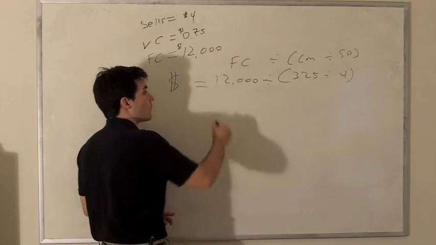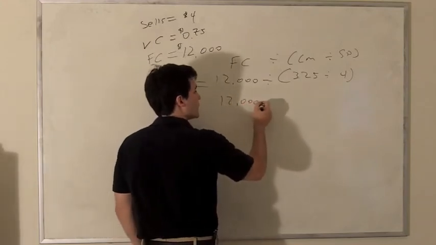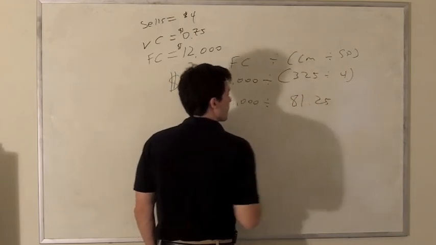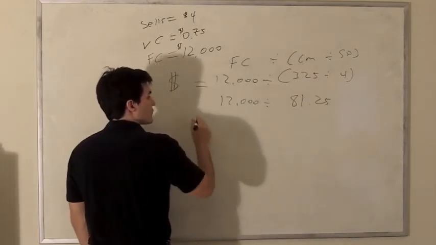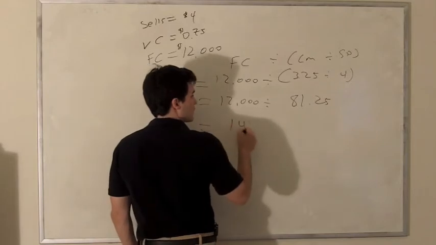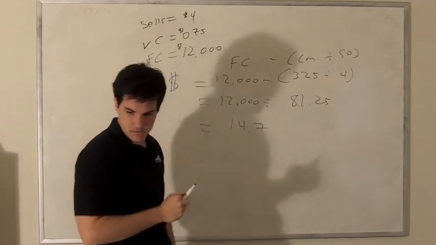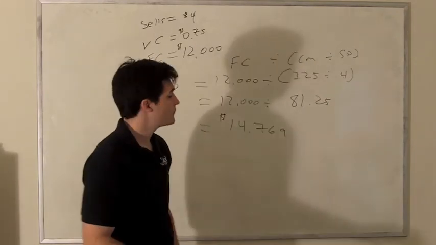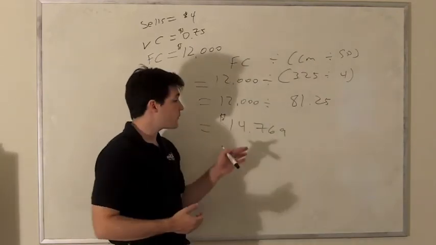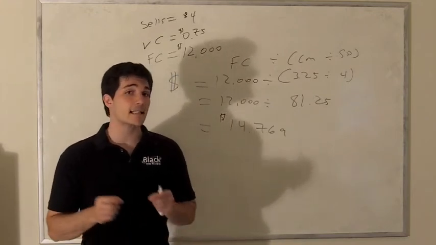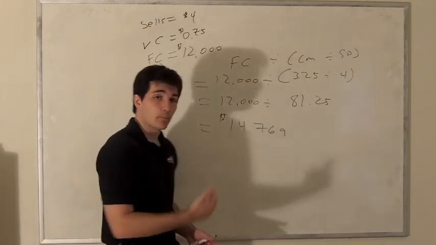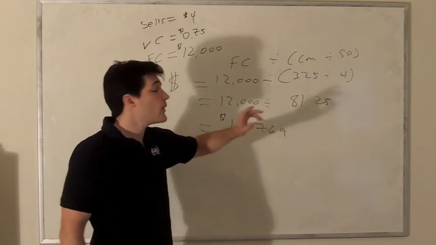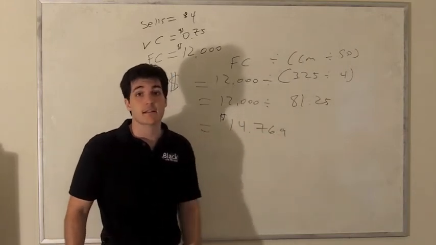This is the formula you need to memorize in order to calculate the dollars needed to break even. All right. So we've got 12,000 divided by 81.25%, which is $14,769. All right. So this company here needs to bring in $14,769 in order to break even. So their expenses equal $14,769, the revenue equals $14,769.